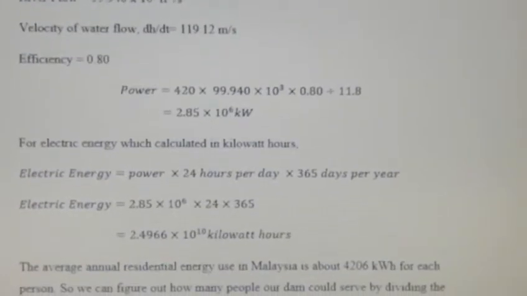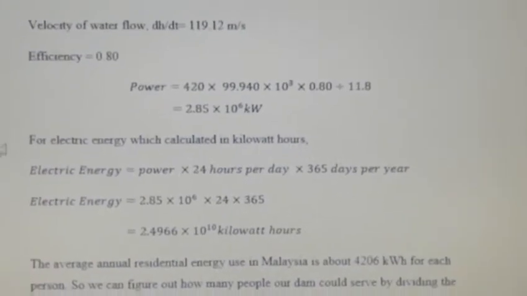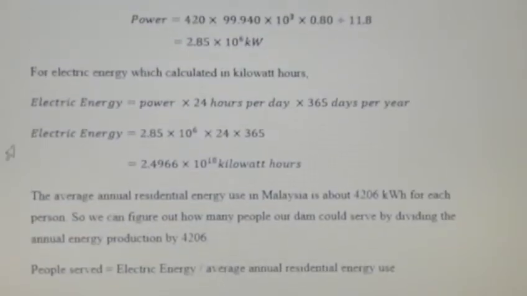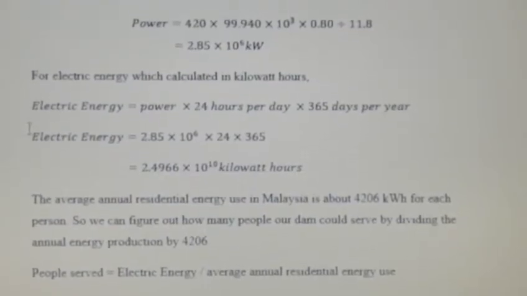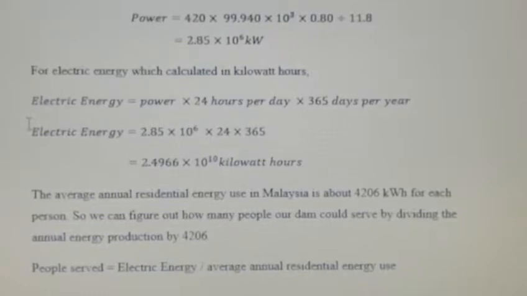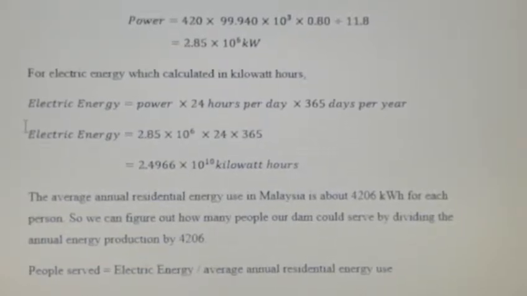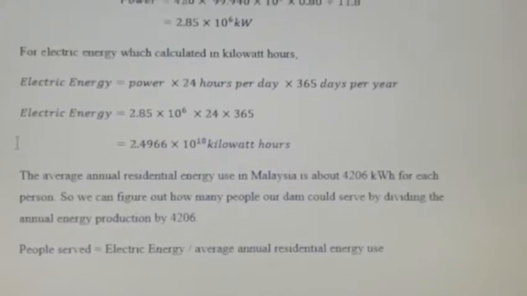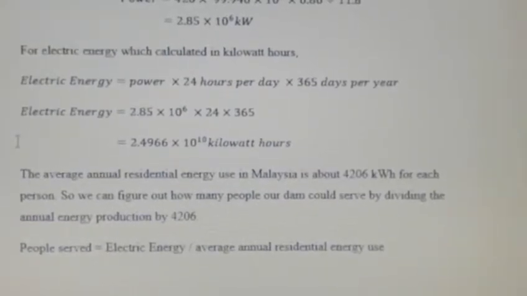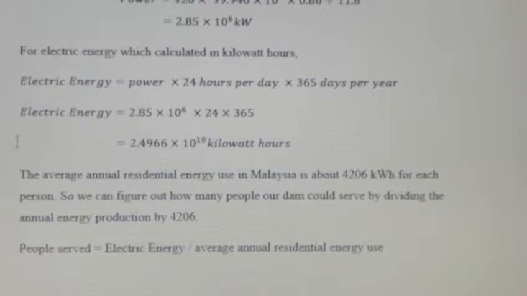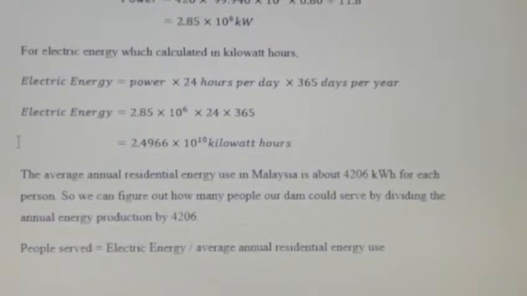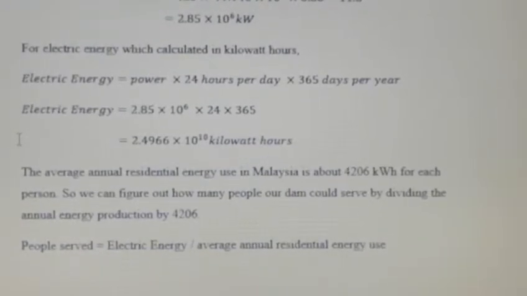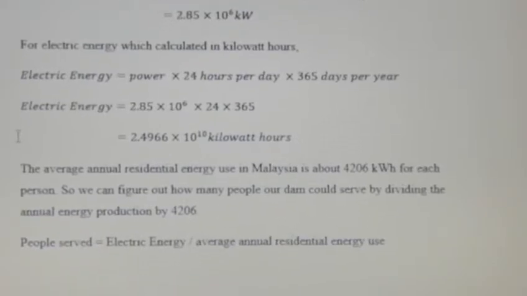For the electric energy, which is calculated in kilowatt hours, electric energy is equal to power times 24 hours per day times 365 days per year. So our electric energy is equal to 2.85 times 10 to the power of 6 times 24 times 365, which is 2.4966 times 10 to the power of 10 kilowatt hours.